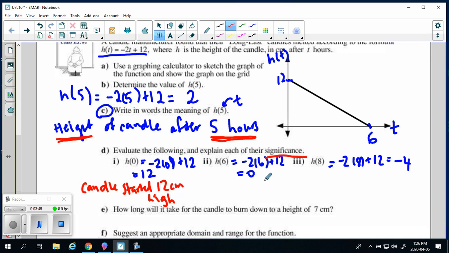So the key word here is started. Now this 0 means something different because the time in this case is 6. So at 6 hours, the height of the candle was 0. That means that your candle has now run out in the context of the problem. So the candle runs out at 6 hours.